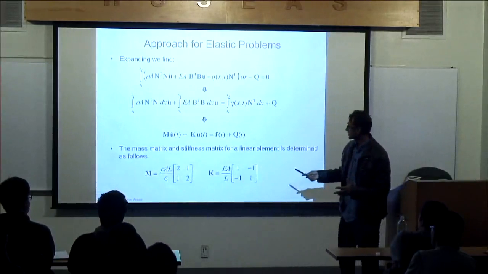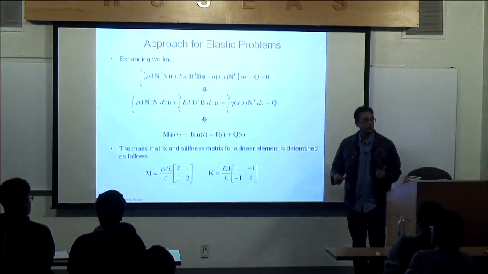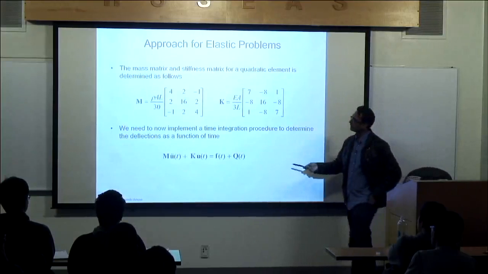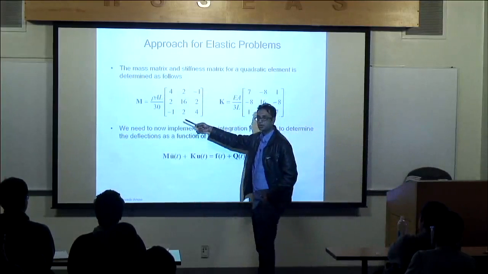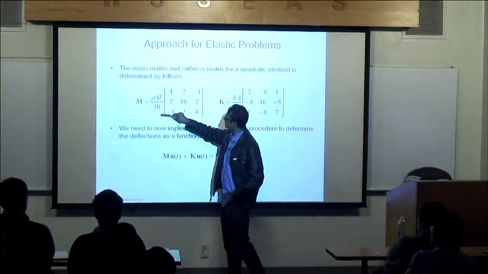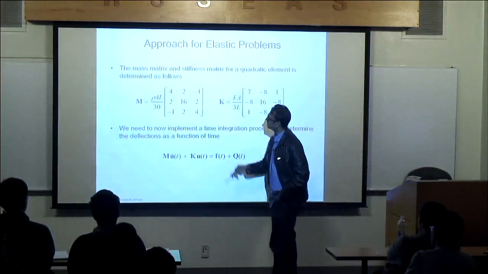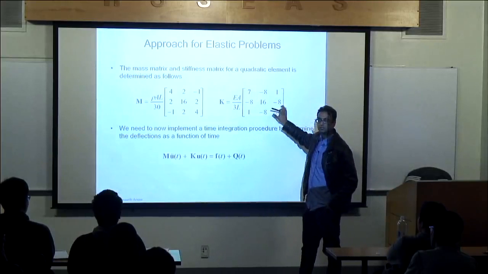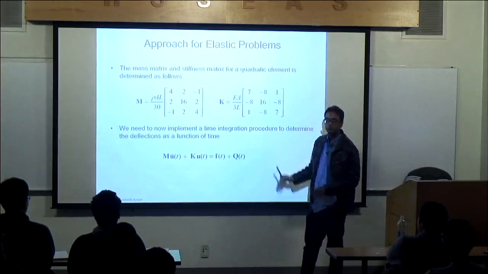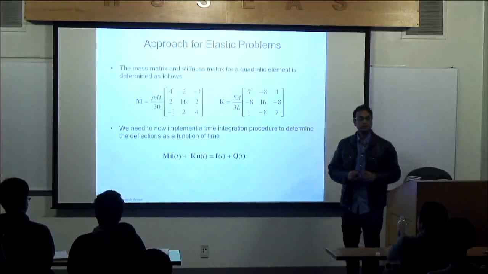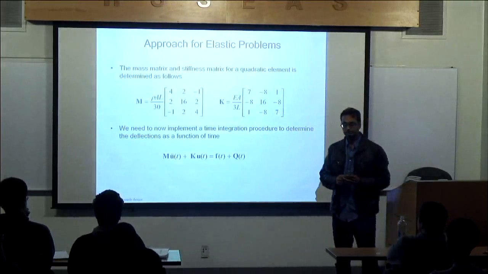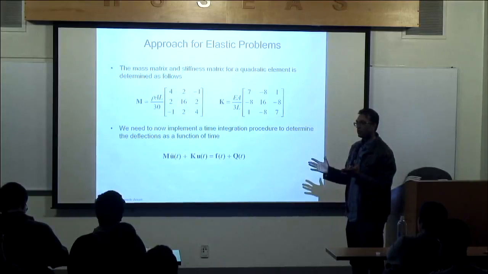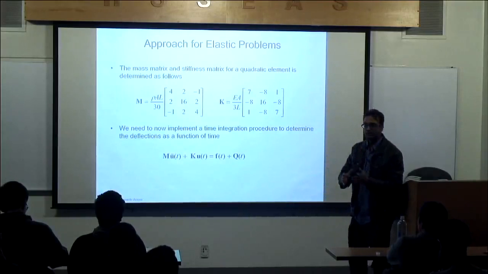Now I can calculate M and K bold for a quadratic element. For a quadratic element, here is how it looks. It looks a little more complicated. Rho AL over 30, and then this is how it looks. Okay? K is given by this, and you already saw this in a previous lecture when we talked about quadratic elements. Okay, quadratic elements.